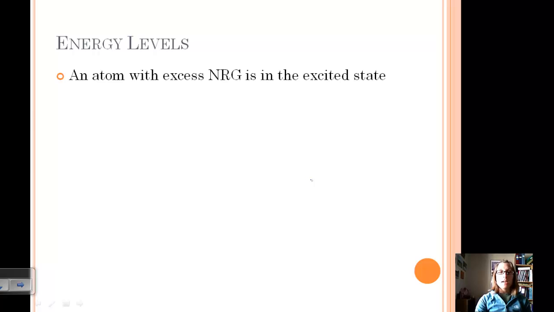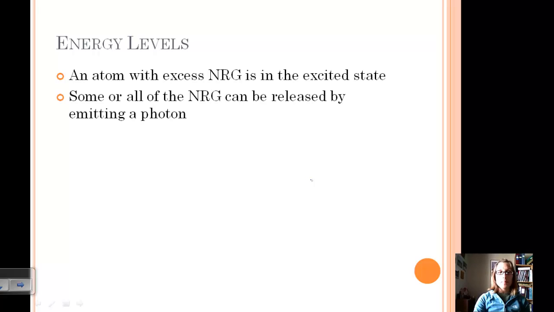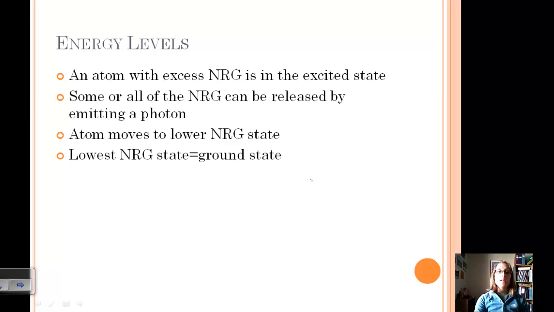Okay, so now let's look at how this relates more with an atom through energy levels. We know that we give an atom energy, and it goes to what's called the excited state. It's been given this extra energy, it's now excited. Some or all of that energy is going to be released by emitting a photon, this packet of energy. Once that energy is released, the atom moves to a lower energy state, the lowest energy state being the ground state. And so that's when it's closest to the nucleus.